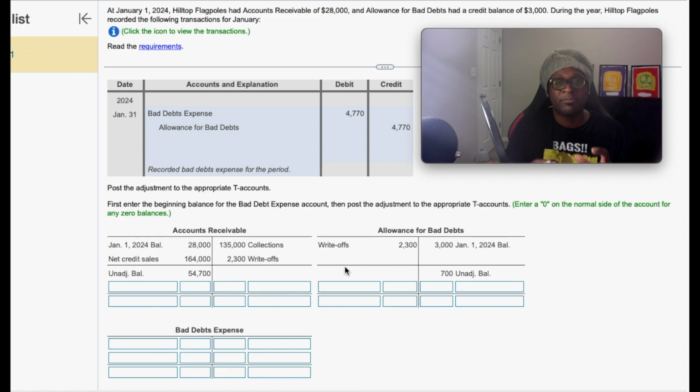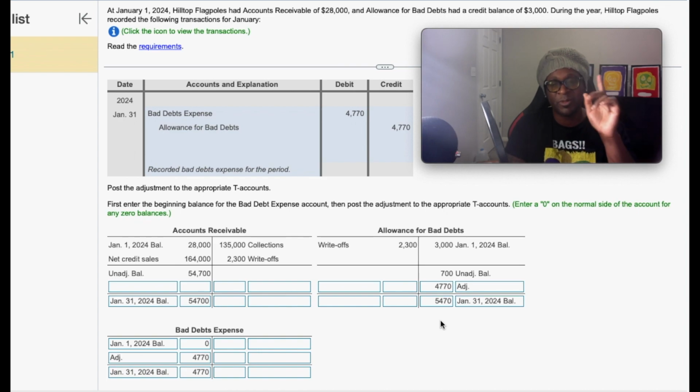And now they want us to make the proper adjustments by posting to our ledgers. So in summation, nothing affected our accounts receivable per the estimate amount. Therefore, we're going to carry over that $54,700 as a debit balance for accounts receivable. We just recently made an estimated adjusting entry of $4,770. Therefore, our allowance for bad debt increased by that amount, which gives us a new ending balance of $5,470. Remember, gang, that was our initial calculation from the previous 10% of accounts receivable.